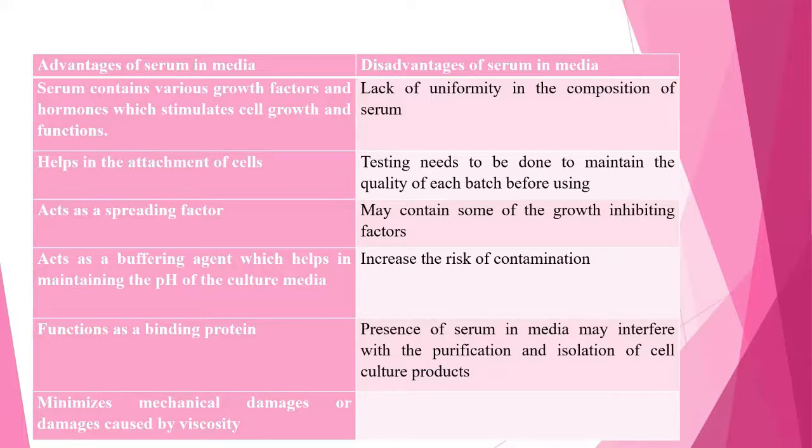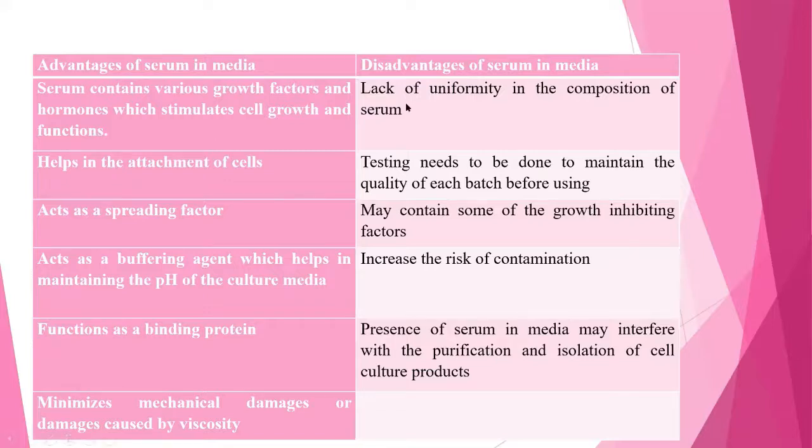Then helps in attachment of cells, that's the advantage. And the disadvantage is that testing needs to be done to maintain the quality of each batch before using. So we are not sure what kind of changes or modifications the cells are going through due to the presence of the serum. That's why before culturing or subculturing, every time you have to go through a testing. You have to monitor its characters, the size, the growth and the morphology, mainly the morphology, structure, appearance, and also counting. That's why before every culturing, you go in for cell counting, to see if your cells have proliferated to the maximum. Such things have to be analyzed before you go in for a culture again.